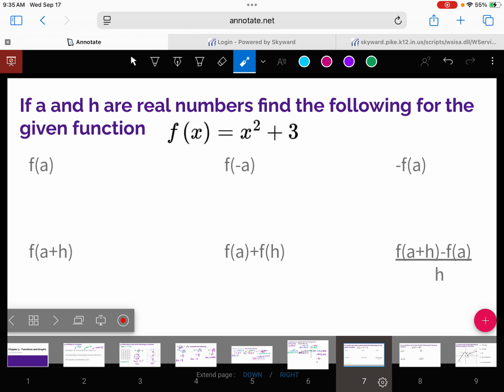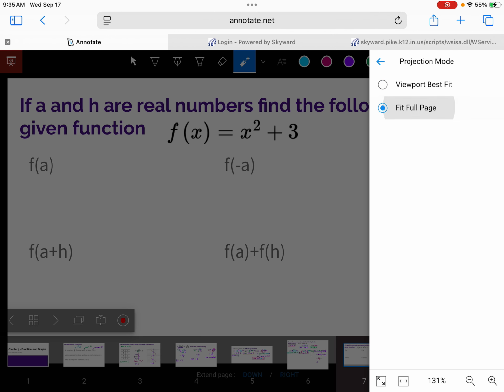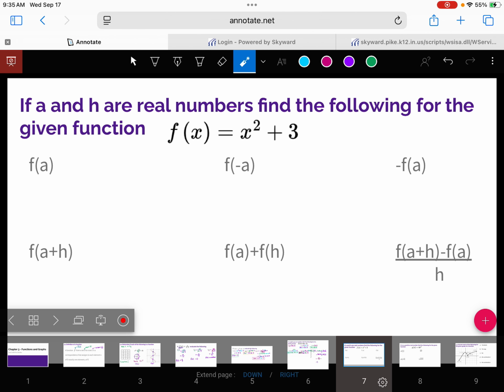So we're going to do that same kind of set. We're going to find our f of a, f of minus a, minus f of a plus h. And we could give you any kind of function here. We don't have to do like these. We can give you like square roots. We'll give you all kinds of funky stuff.